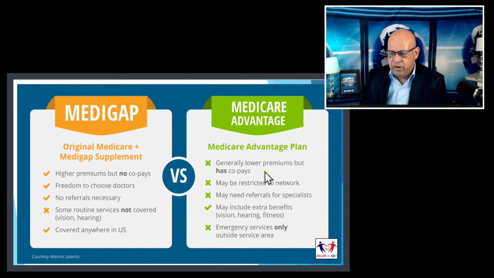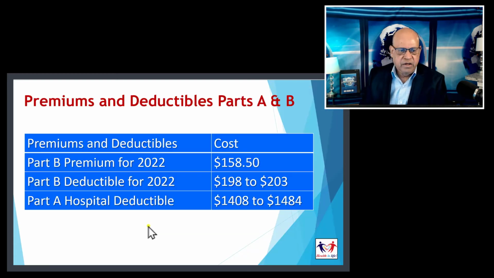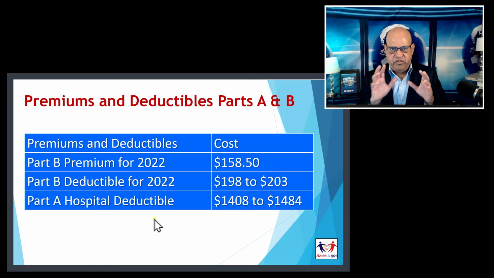So they may have lower premiums, but they do have co-pays. You may be restricted to the network. You may need referrals, especially if you belong to an HMO group. But you do get these extra benefits like vision, hearing, fitness, home services. Now the premiums and deductibles for Part A and B. So this is the traditional Medicare I'm talking about now.